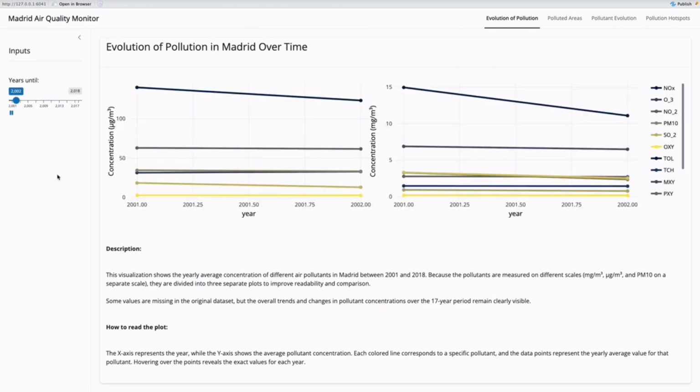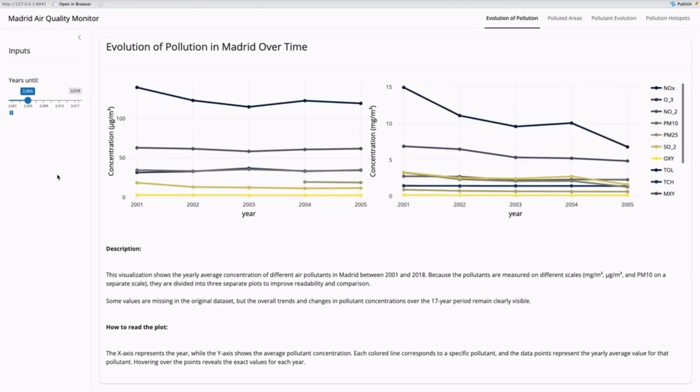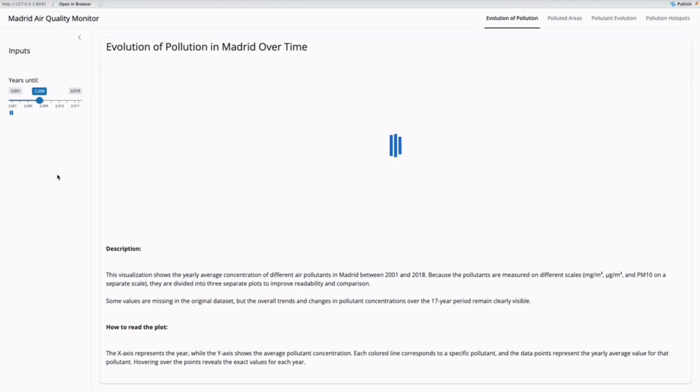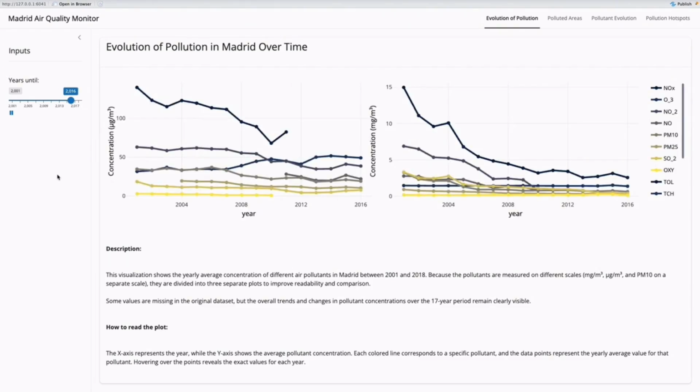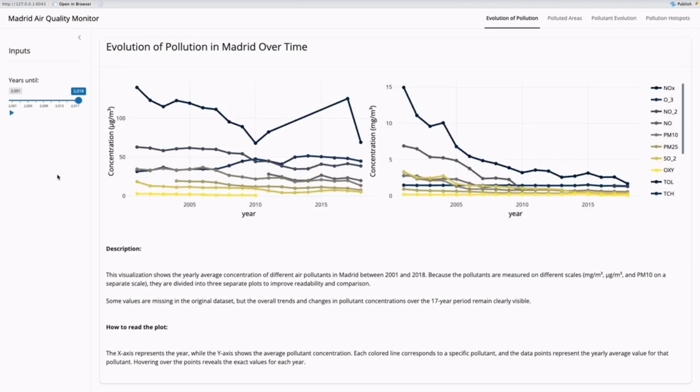By clicking the play button, the animation starts and allows us to observe how the trends evolve over time. We also aimed to make the visualization as inclusive as possible, so we used a colorblind friendly color scheme. Overall, we can mainly observe that pollutant levels either remained relatively constant or decreased over time.